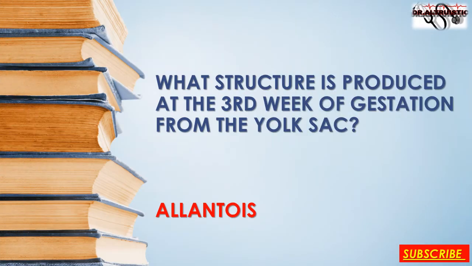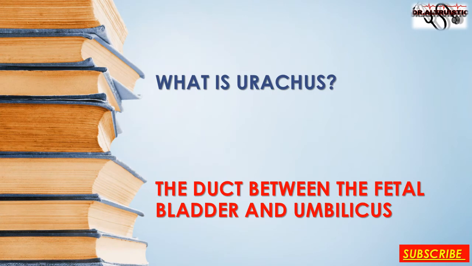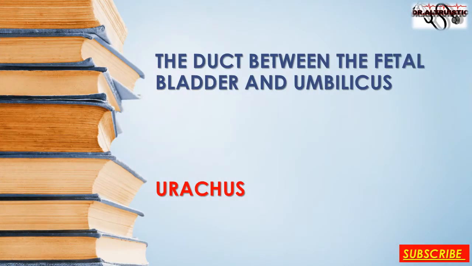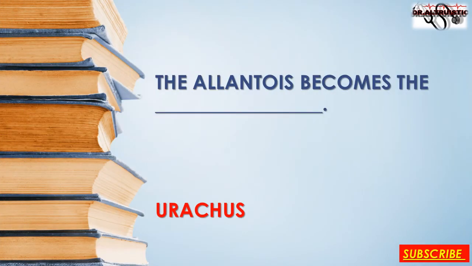What structure is produced at the third week of gestation from the yolk sac? Allantois. The allantois extends into underscore. Urogenital sinus. What is urachus? The duct between the fetal bladder and umbilicus. The allantois becomes the underscore. Urachus.